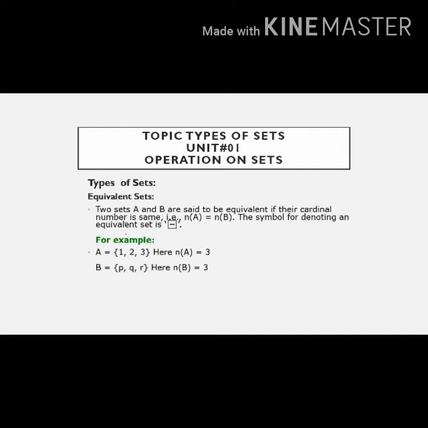Now let's see the example that is given here. Here two sets are given. Set A is equal to 1, 2, 3 and its cardinality is 3. And on the other hand, set B is given. The elements of set B are P, Q, R and its cardinality is also 3. So that means there are 3 elements in set A and also 3 elements in set B. That means the cardinality of both sets is the same. So these two sets are known as equivalent sets.